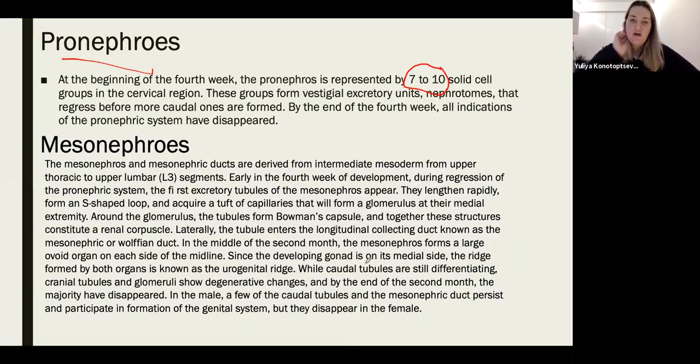So the mesonephros are in the middle part of the body. They are somewhere in the upper thoracic to upper lumbar region. Okay, they are functional for a couple of months. So they're functional for 2 to 3 months. That's how the embryo filtrates its blood. But mesonephros will also disappear.